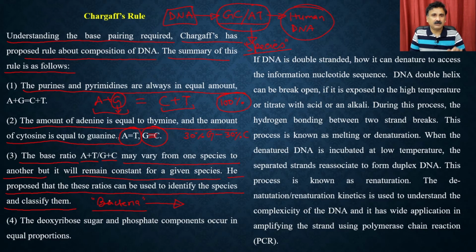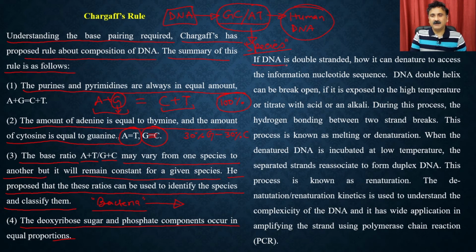and appropriate class actually. The deoxyribose sugar and the phosphate component occur in equal proportions. So only the G and C vary, but the sugar and the phosphate components, which are the building blocks of the DNA or RNA, do not vary between the two species.